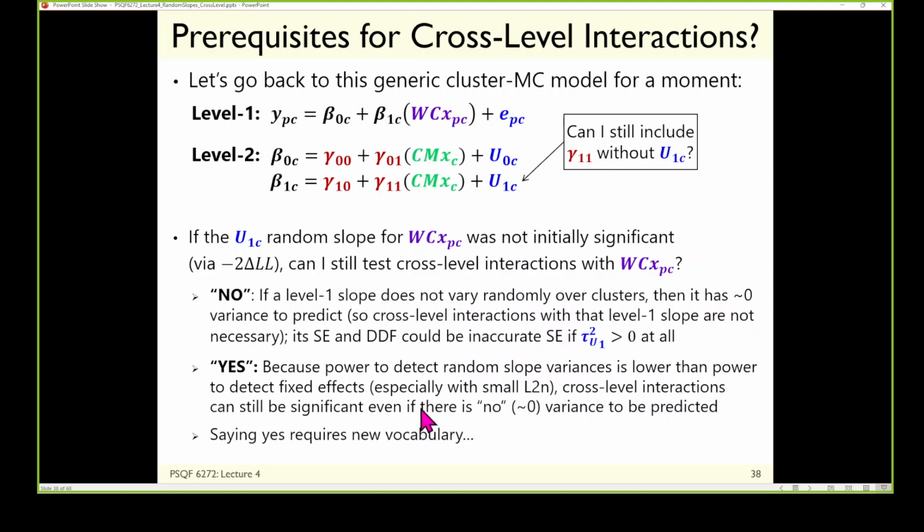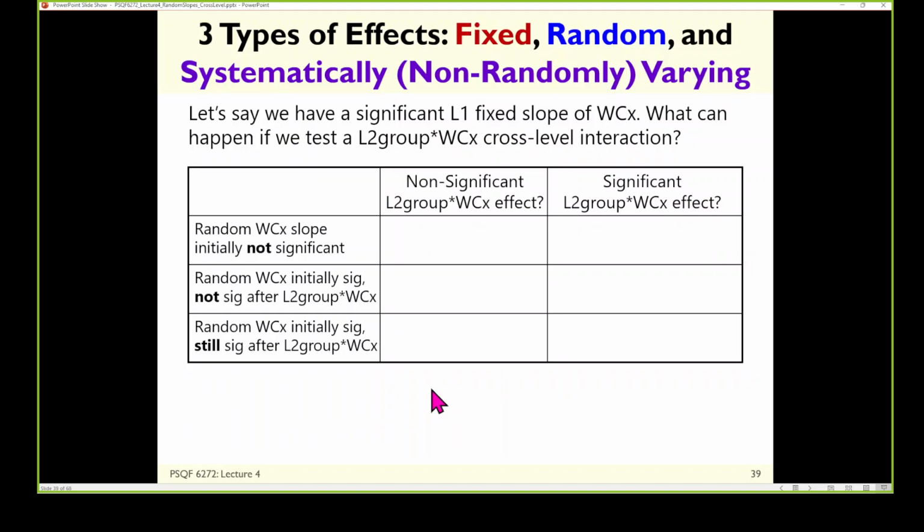But if you want to do that, then we have new vocabulary. So let's say we have a couple different scenarios here. Let's say that I have a fixed slope at level 1. So I have a within school effect of something. And I'm interested in seeing if that within school effect varies by some kind of level 2 group, like private versus public school, something like that. What can happen if I test that cross-level interaction as a function of what happened with the random slope? So let's say that I first tested my random slope for within cluster X and it's not significant.